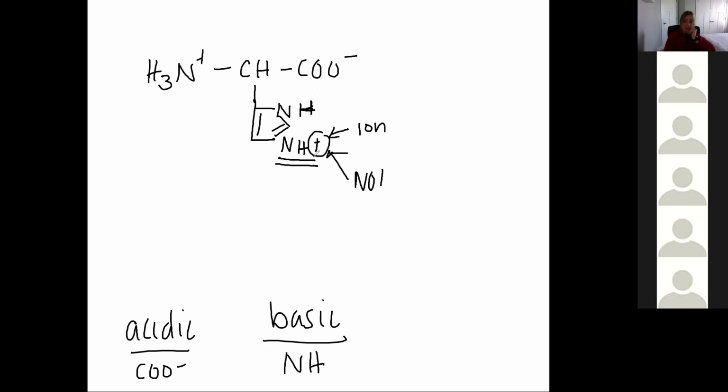If this wasn't here and it was just two NHs, totally fine, but it isn't. It lives with this positive charge here, therefore it is basic. So the answer to that question on his last test would be D, basic. It's a basic amino acid. So I would know histidine.